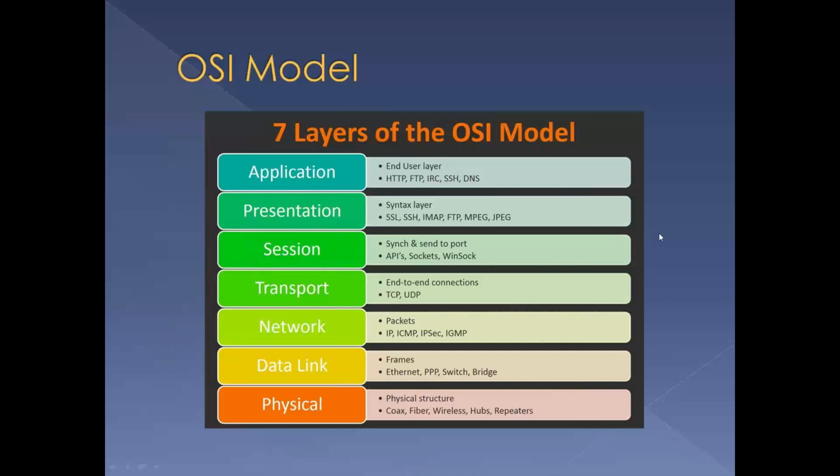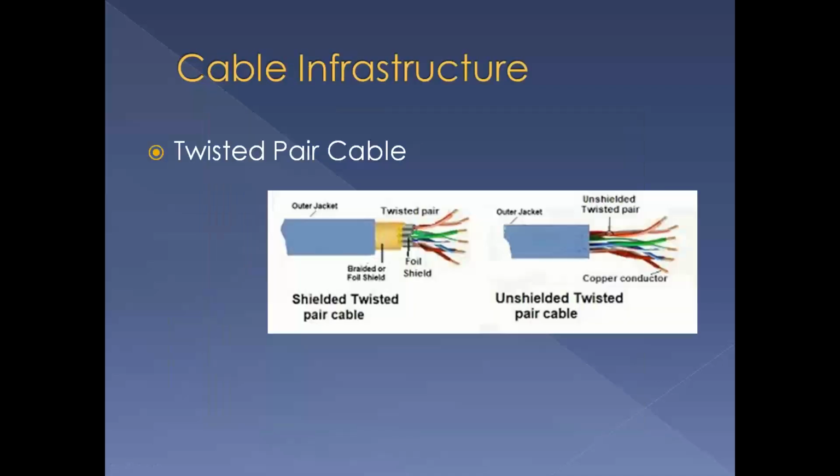So try to memorize that. Okay. Cable infrastructure. This is some twisted pair cable. People often refer to shielded twisted pair or unshielded twisted pair, often shortened to UTP. The difference being that shielded twisted pair has a shield that blocks EMI.